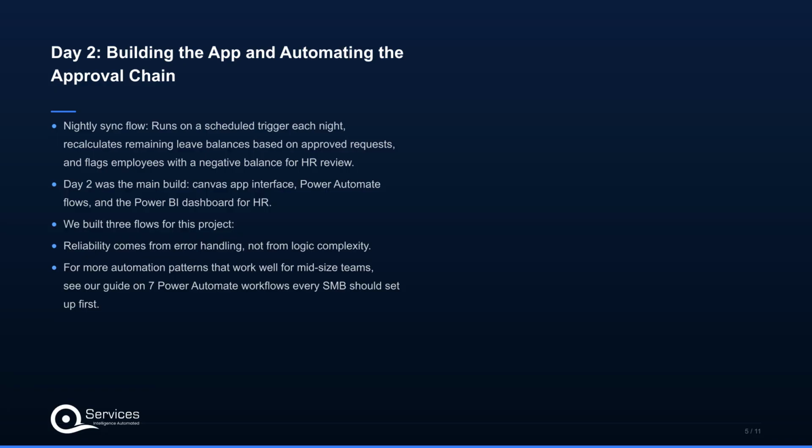Reliability comes from error handling, not from logic complexity. Each step uses run after configurations for both success and failure states, so the HR admin gets an alert when anything breaks rather than finding out from an employee whose request disappeared.